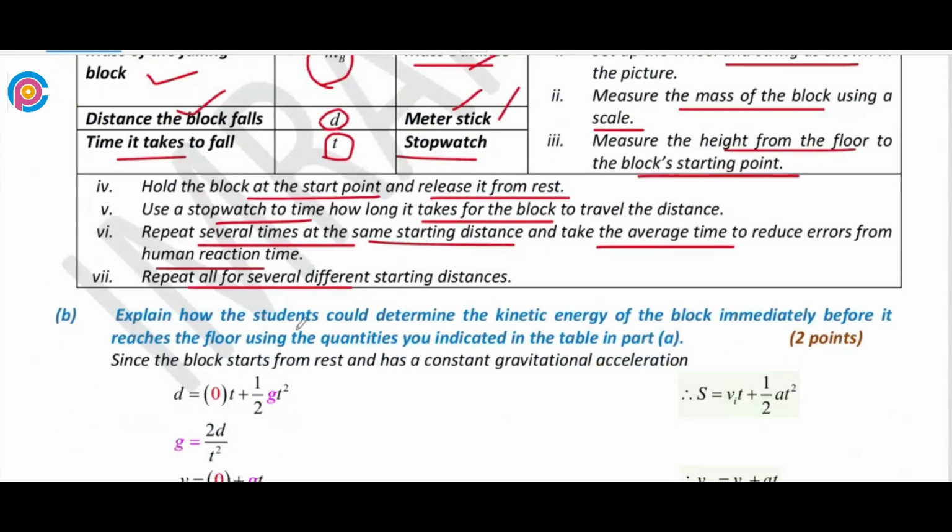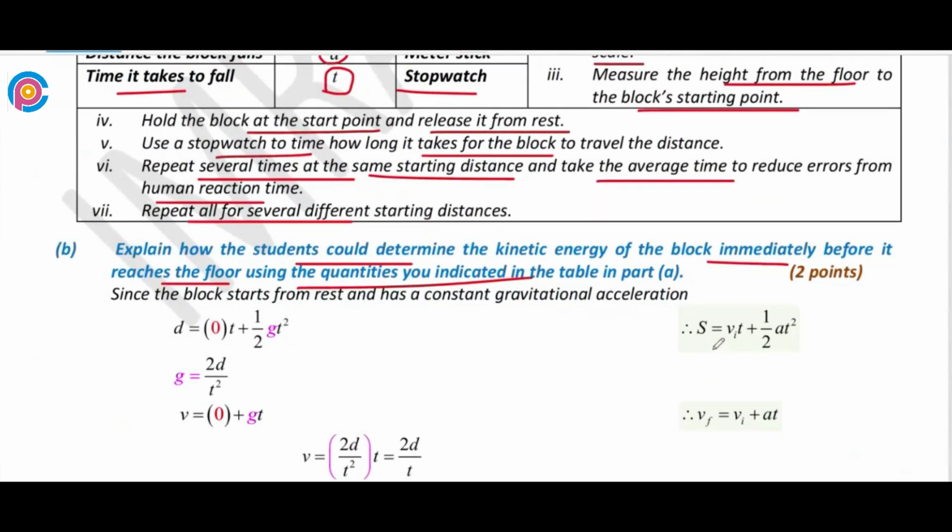Now, explain how the students could determine the kinetic energy of the block immediately before it reaches the floor, using the quantities you indicated in the table in part A. First of all, s is equal to v_i t plus half a t squared, and the initial velocity is zero because it starts from rest. So D, the distance traveled, is half g t squared. So we can measure g as 2D divided by t squared.